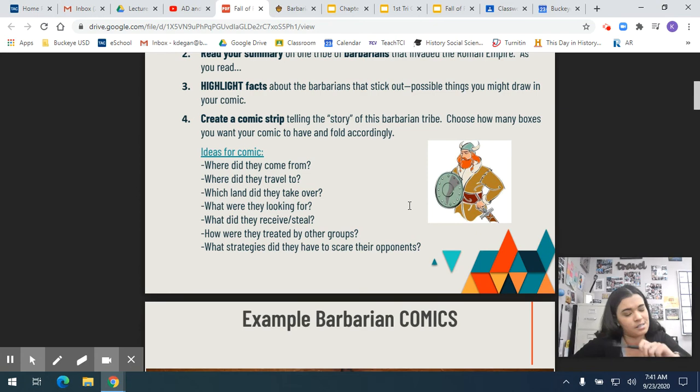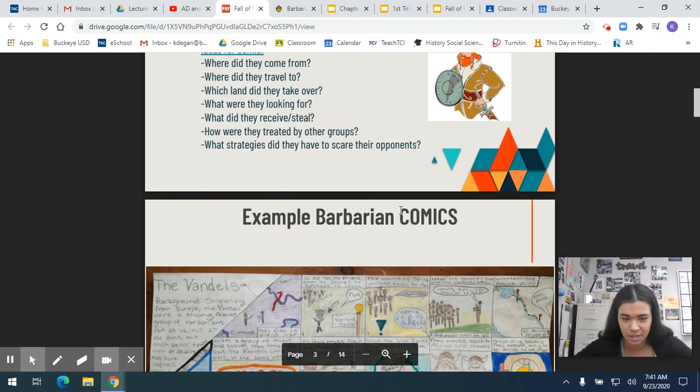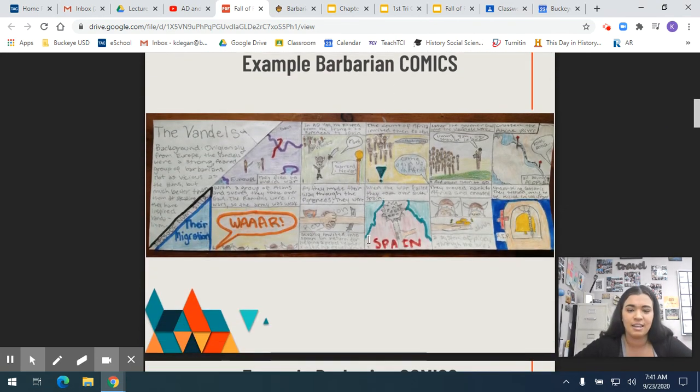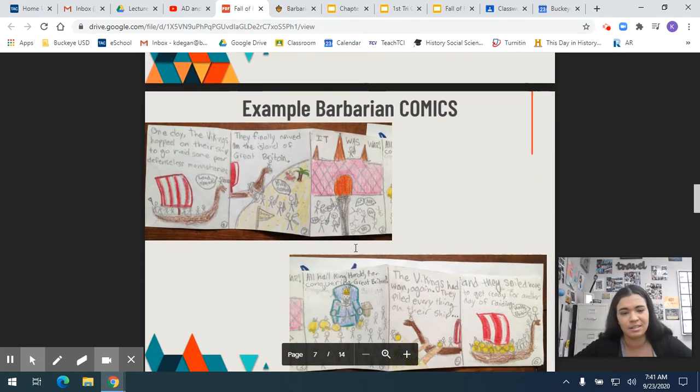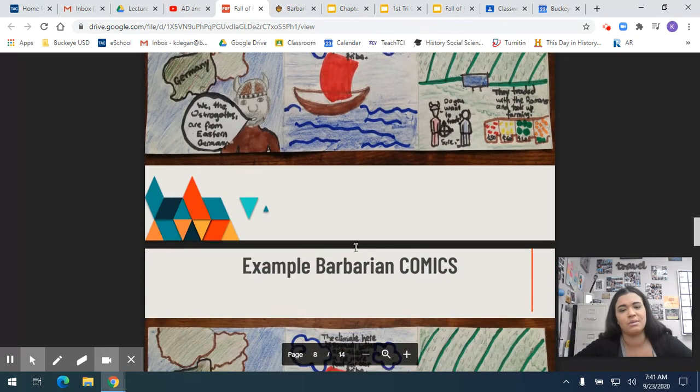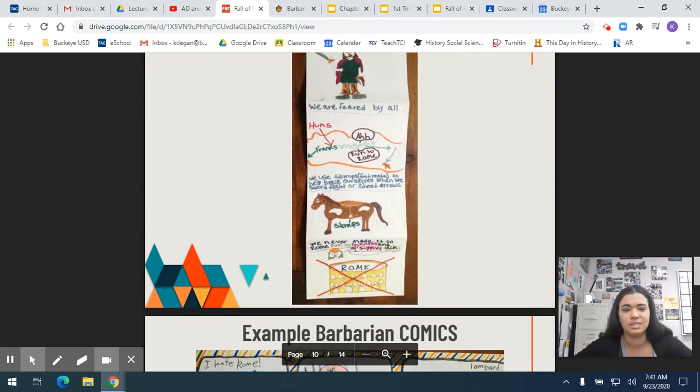You're going to get a nice view of what a barbarian would have been at the time. And then get this, look at all of these examples you get. I did not make this. I bought this assignment, so this is from some kid somewhere else.